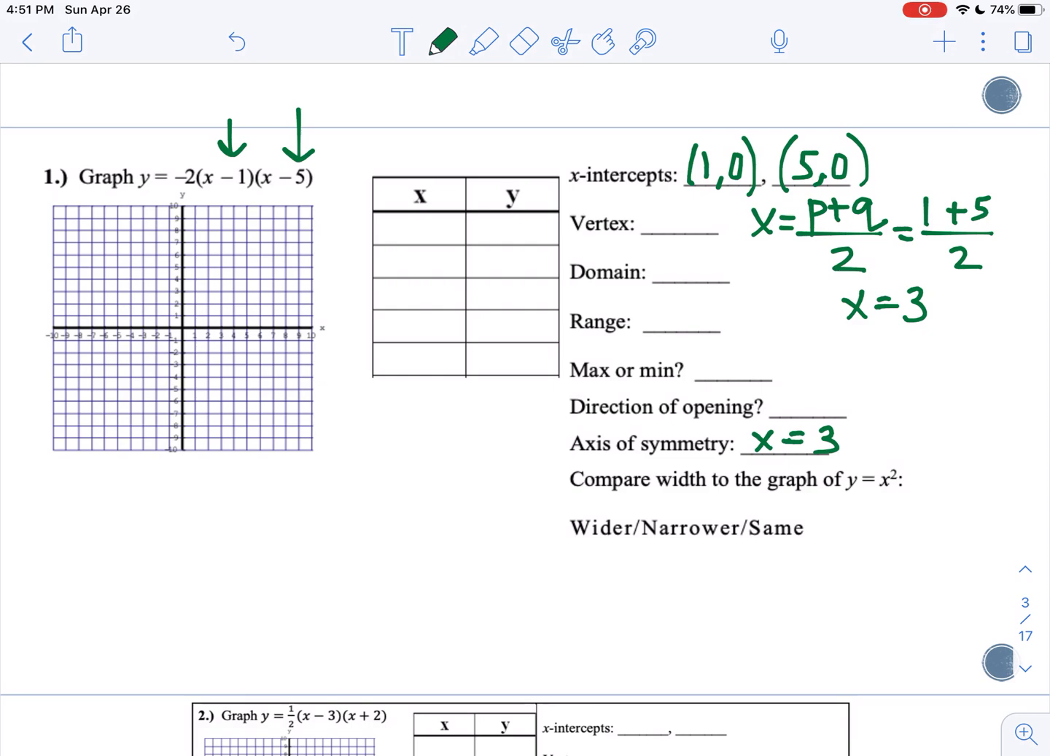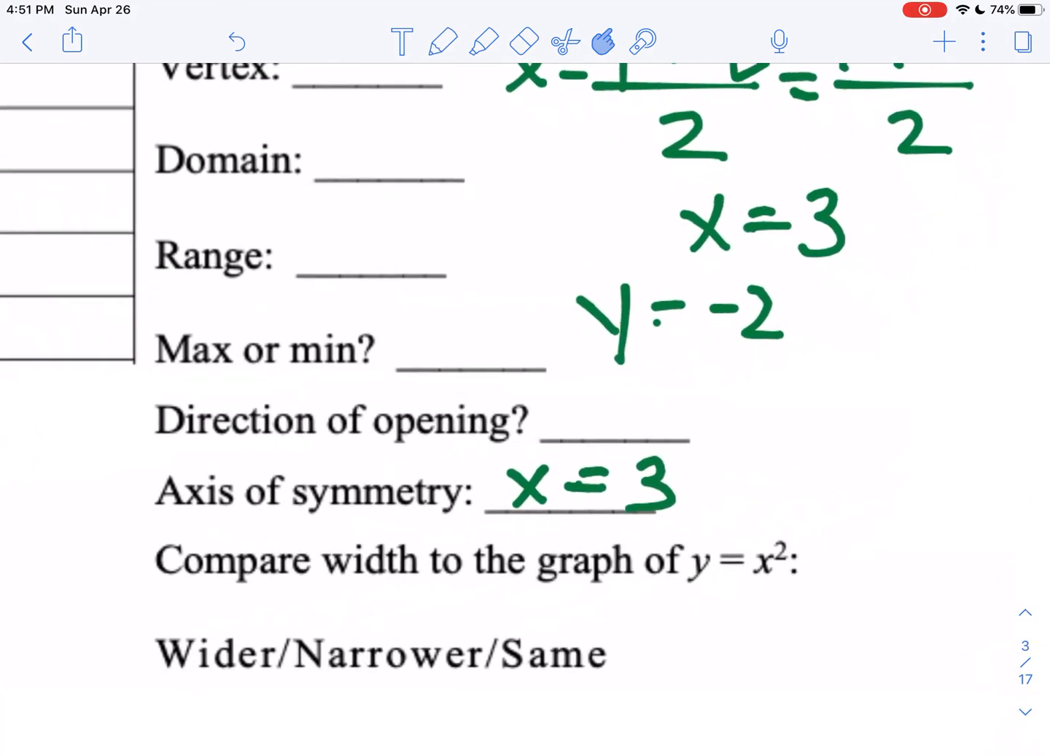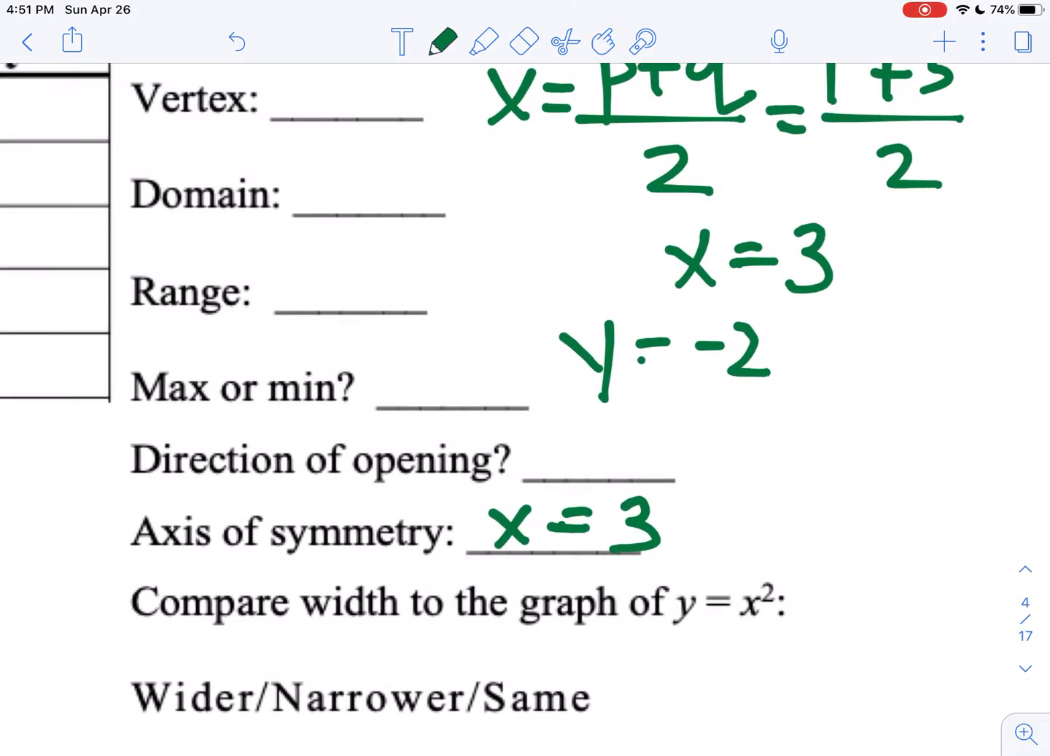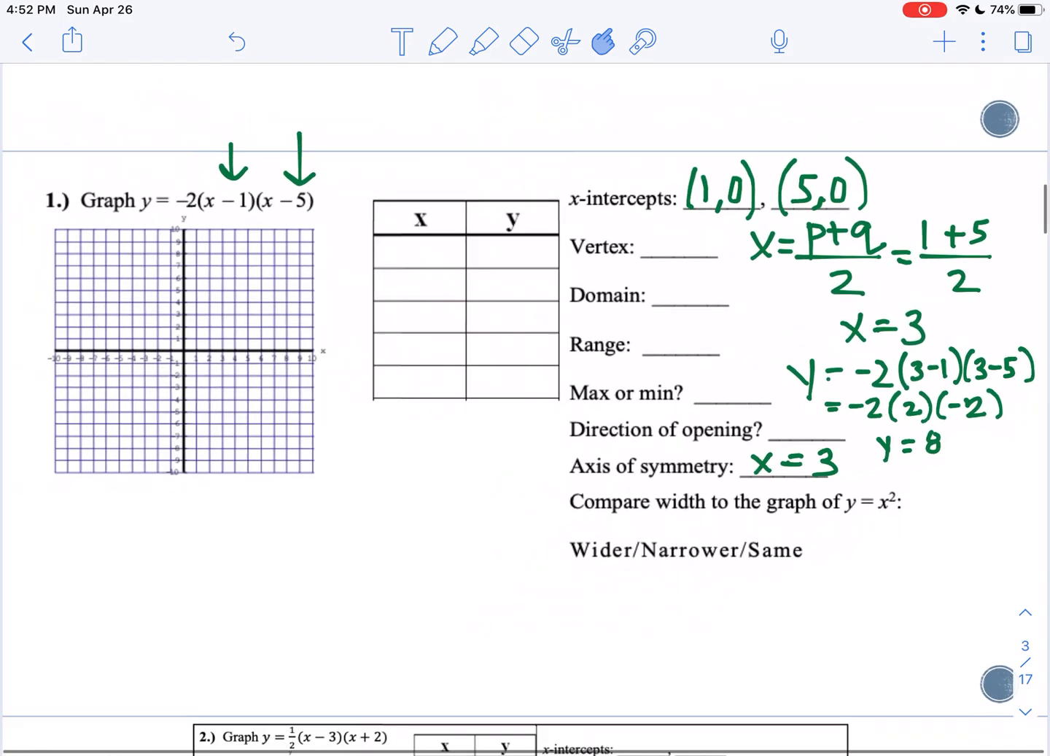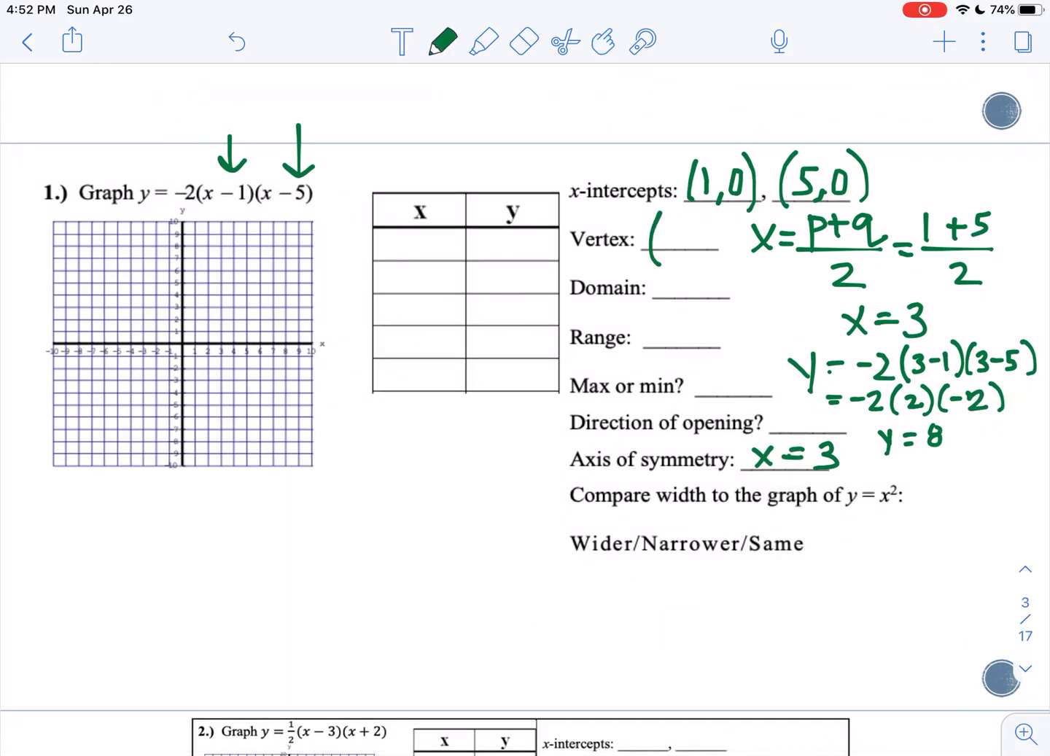So if my x is 3, what's my y? Well, let's calculate that. We have y equals negative 2. I'm going to zoom in here just so we can write that a little bit better. All right, negative 2 times the quantity 3 minus 1 times the quantity 3 minus 5. Negative 2 times 3 minus 1 is 2, 3 minus 5 is negative 2. We get y equals positive 8. So I know my vertex, now if I zoom back out, my vertex is (3, 8). Now from here I can immediately plot my vertex on the graph if you want.